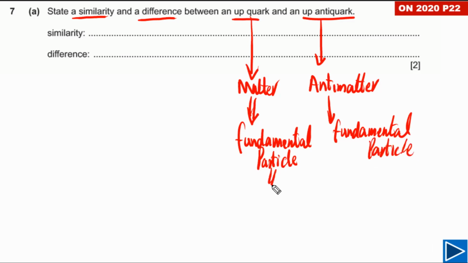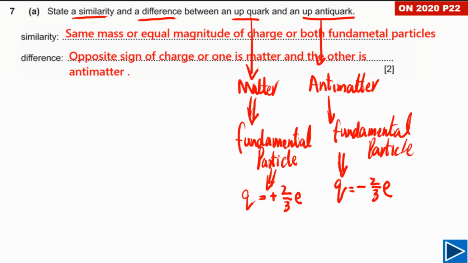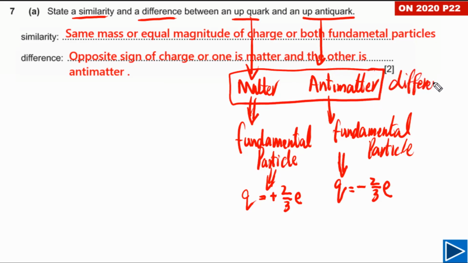The next thing we can say is about the charge. The charge on up quark is equal to plus 2/3 of the charge on electron, but the charge on up anti-quark, because this is antimatter, has to be opposite. So this is minus 2/3 of the charge on electron. If you have this understanding, we can write down our answer. This is how you can write down the answer. Simply you can say matter, antimatter, so this can be the difference. We can say one is matter, the other one is antimatter.